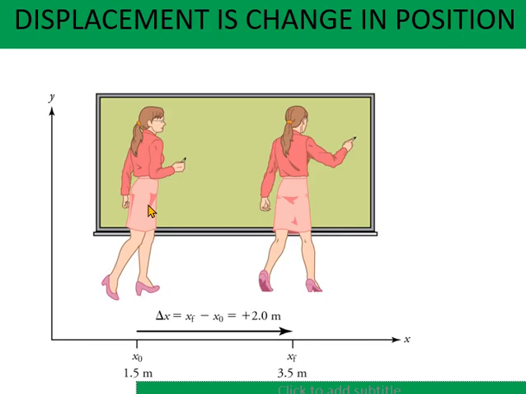So, in the example, the teacher moves to the right from 1.5 meters to 3.5 meters. And we have to find the displacement of the teacher. So x final 3.5 minus 1.5. And the displacement of the teacher is 2 meters.